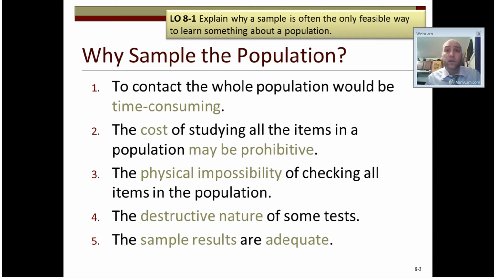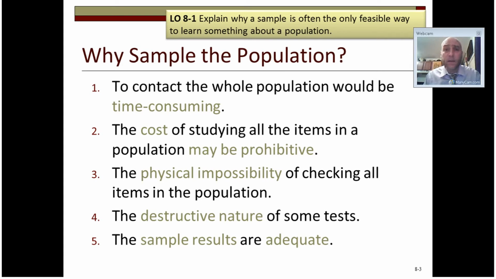The first question is, why do we even sample the population? Now, there's lots and lots of reasons, but here's 5 really great ones. First of all, to contact an entire population would be super time consuming. Populations are huge. We rarely have access to the entire population. Even if we did, it would take an awful lot of time and a huge amount of resource. Second, the cost of studying all the items in a population would certainly be prohibitive. We don't have the money or the time to do so.